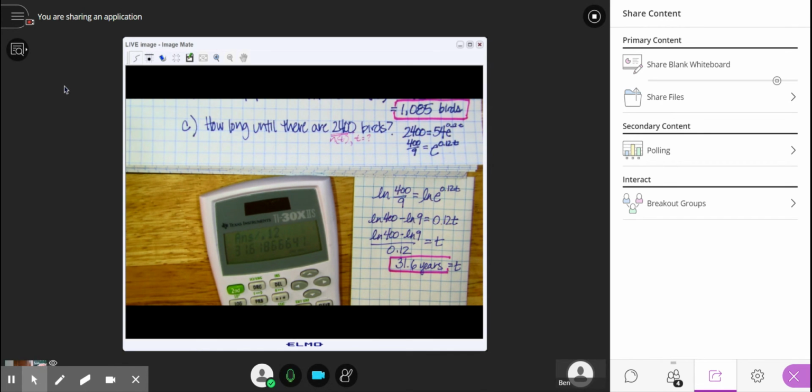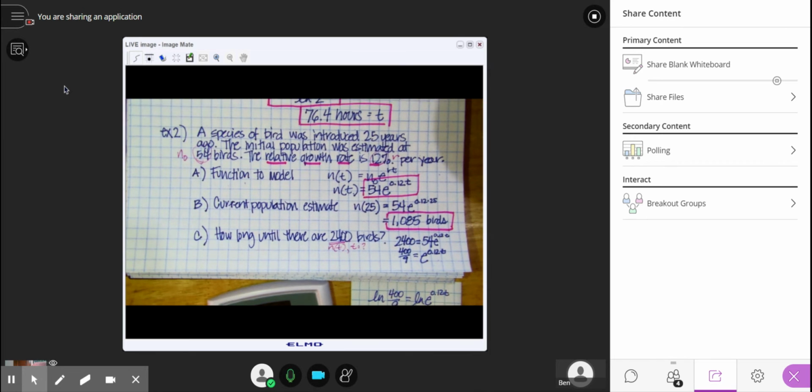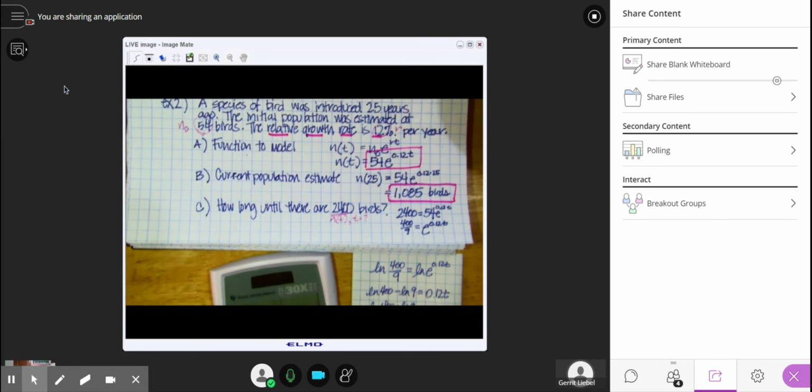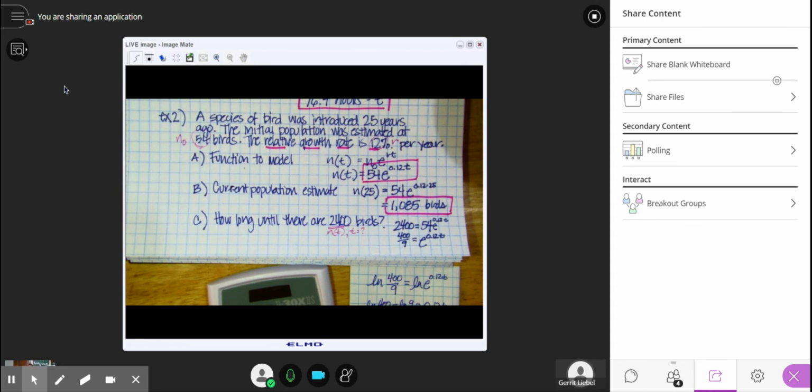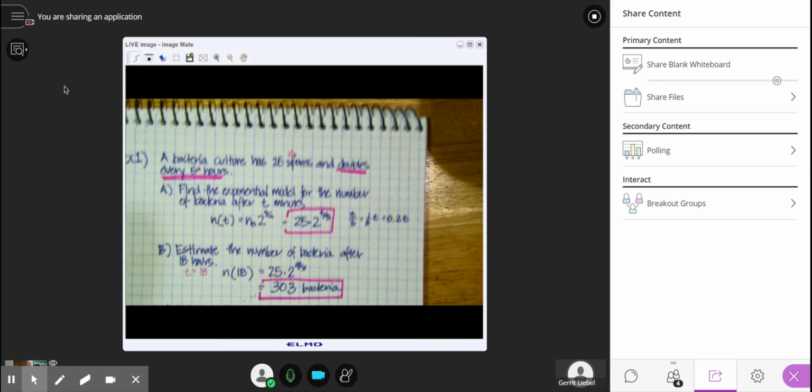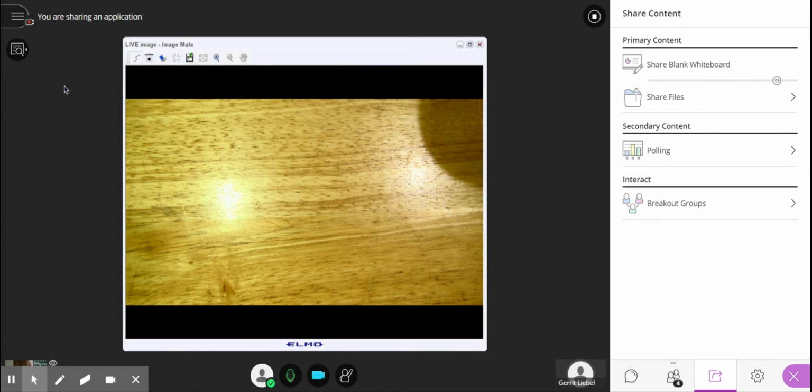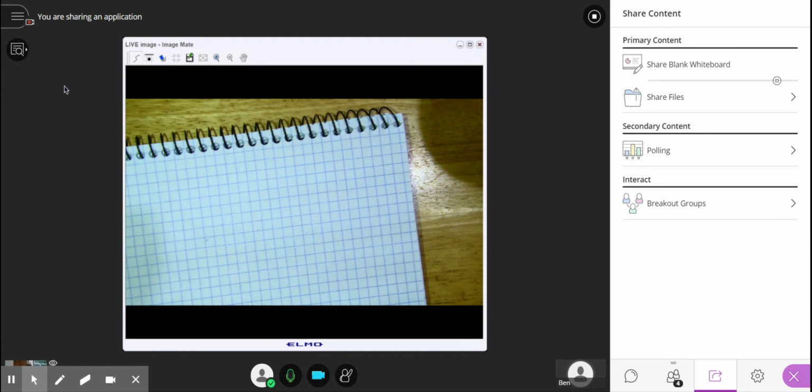Questions on that? All right. Okay. Great. So that's exponential growth. And so there are two other applications that we need to go through, and that is radioactive decay and half-life and Newton's law of cooling.